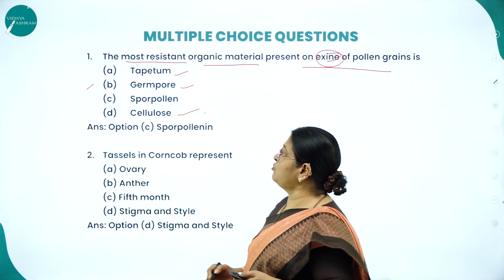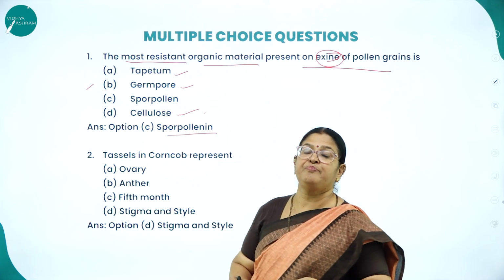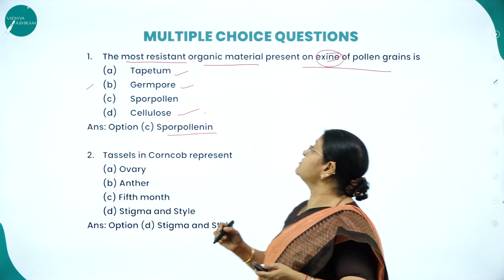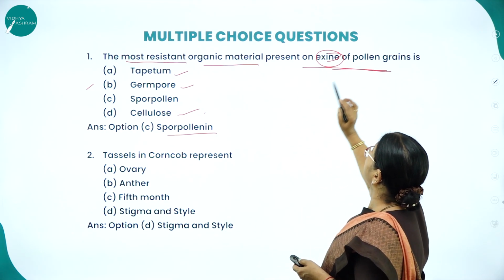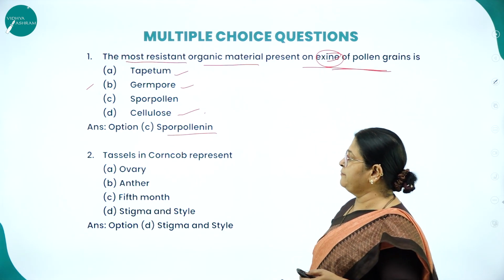So the option is what? Sporopollen. So as we know, it is highly resistant organic material present in the exine of pollen grain.